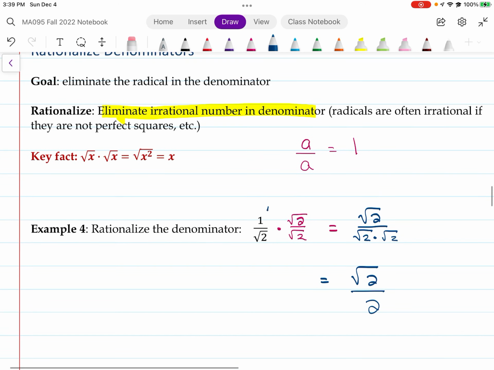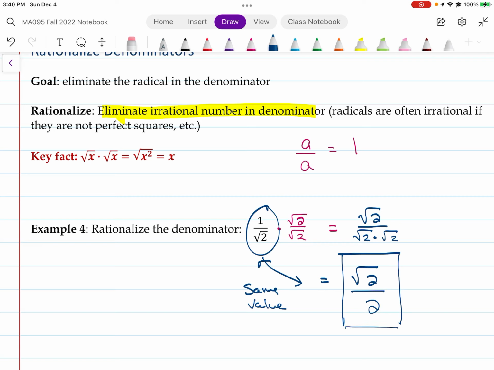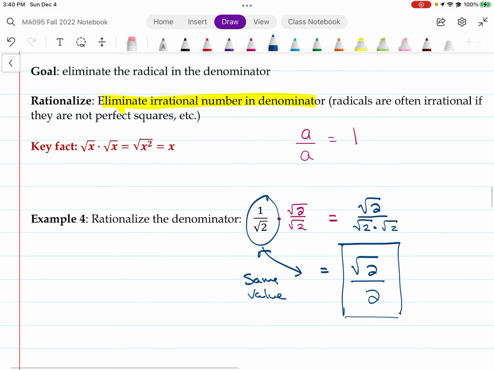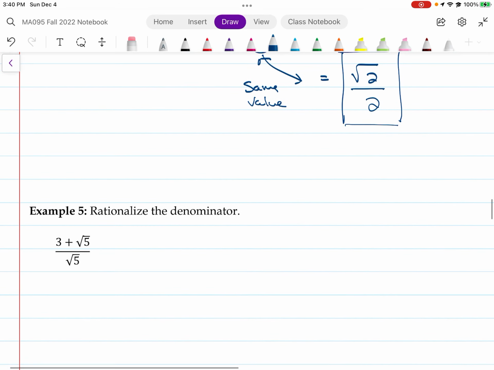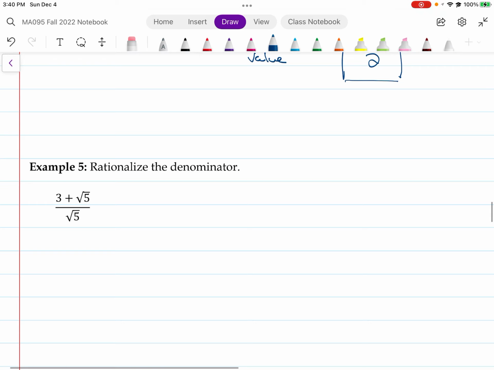So these two, this one and this one, they are the same value. If you put them in the calculator, you will see they are the same number, but the second one, the one I have a box around, is rationalized. Okay, they're the same number, but the second one is rationalized. It does not have an irrational denominator. All right, so let's rationalize this denominator.